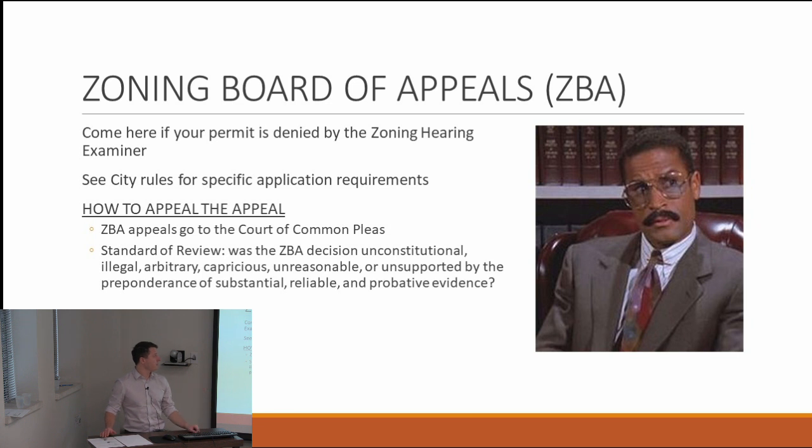An appeal of a ZBA goes up to the Court of Common Pleas, and they're going to review it on a pretty similar standard. They're going to look at what was the ZBA doing. Did they make a decision that was not supported by any of the evidence? Did they make a decision that was unconstitutional, capricious, or arbitrary? And that's a hearing in court.